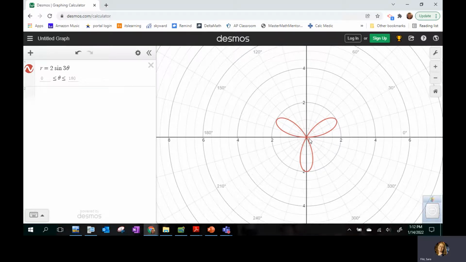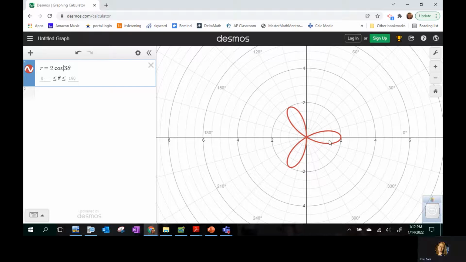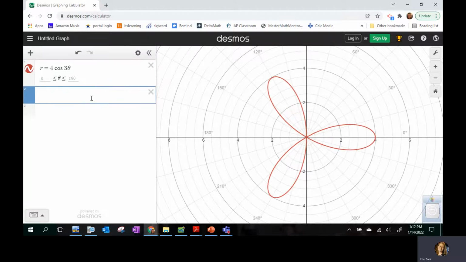If I wanted to change that, I'm like, wait, that's not what I was picturing in my head. I was picturing it starting here on the x-axis. You can go and change this to cosine. Now you've got a petal on the x-axis. Okay, or you could say I was picturing it to be bigger. I want those petals to be longer. So you would change the a value from a 2 to like a 4. Okay, and it gets bigger.